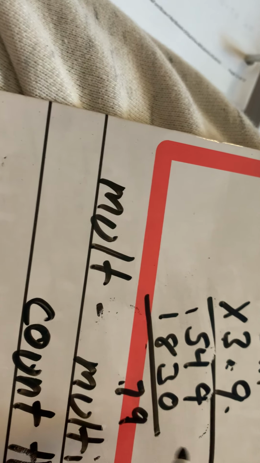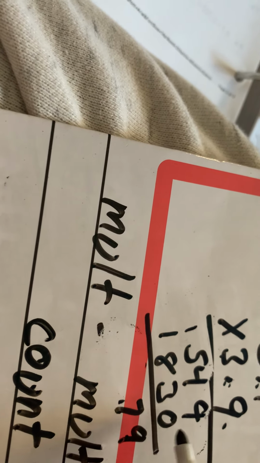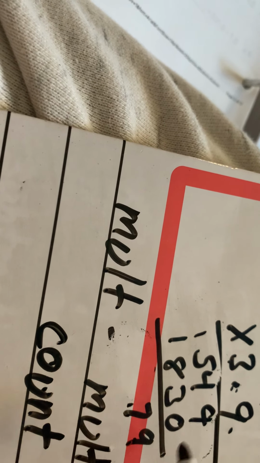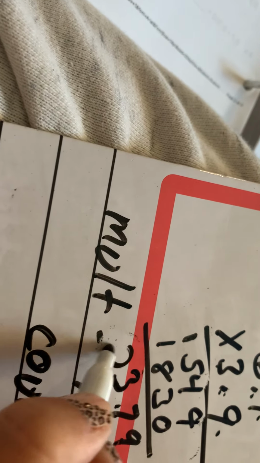9 times 0, 9, 4 times 3. Oh, we're adding. 9 plus 0 is 9. 4 plus 3 is 7. 5 plus 8 is 13. We carry the 1, and we get 23. Okay?